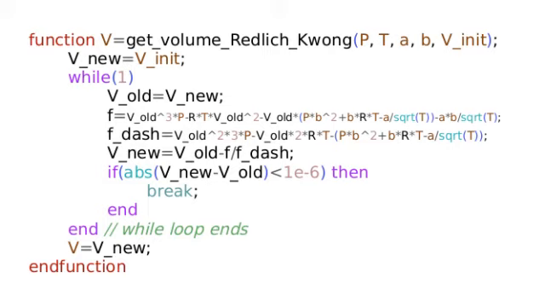Now you see the Scilab code for that function. Here we have created a Scilab function, get volume Redlich-Kwong, and it requires pressure, temperature, a and b, and v initial. V initial is the first volume that you guess, and that will be passed to the function. Then you see a while loop, and we are using Newton's formula and iterating until the difference between the volumes becomes very small.